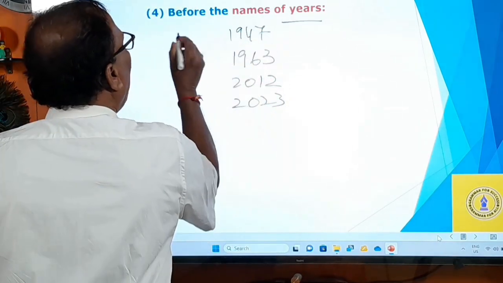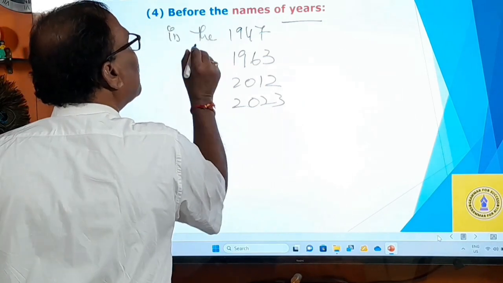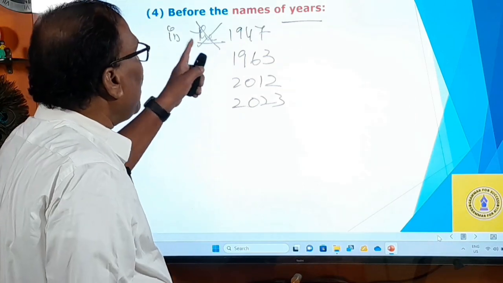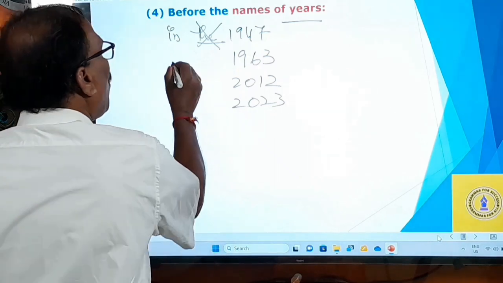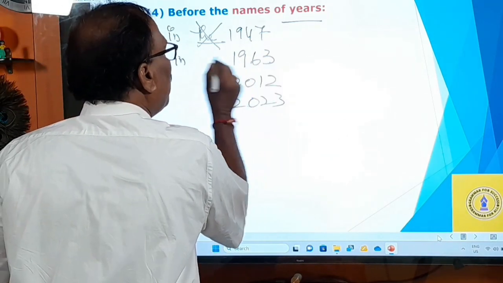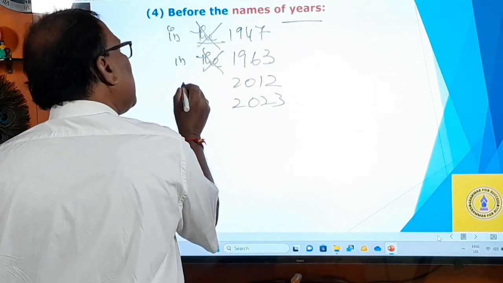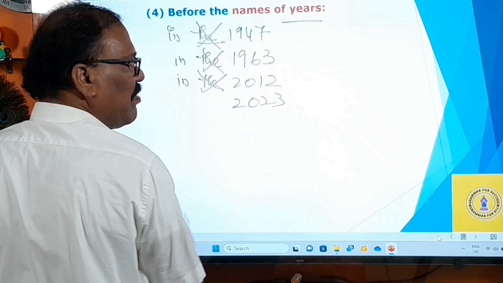You cannot say, "India won independence in the 1947." You should not say that. You have to say in 1947. She was born in 1963. But you should not say "in the 1963". And "I passed SSC in the 2012"? No. In 2012 itself is enough.